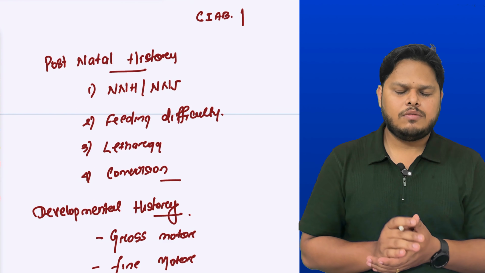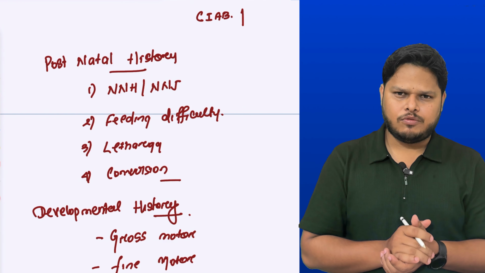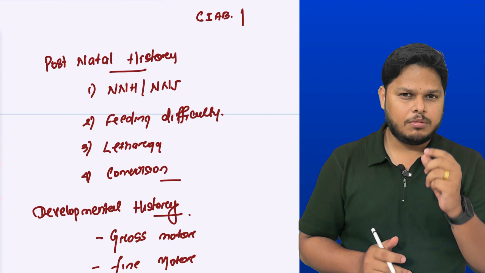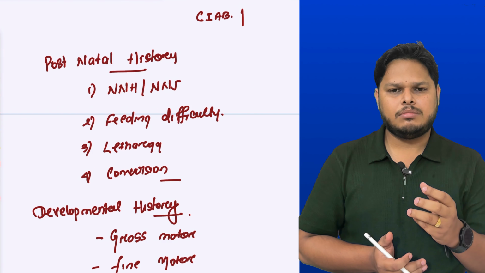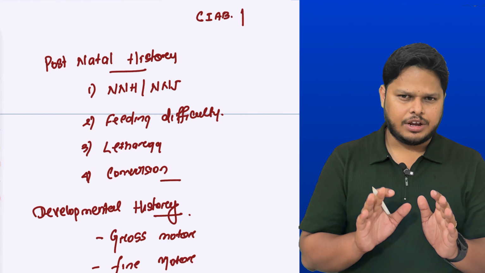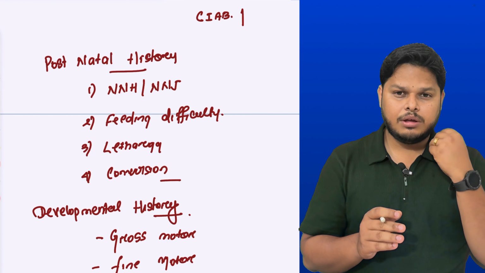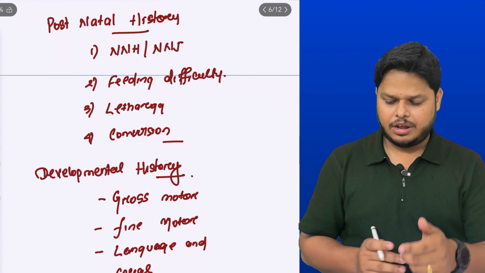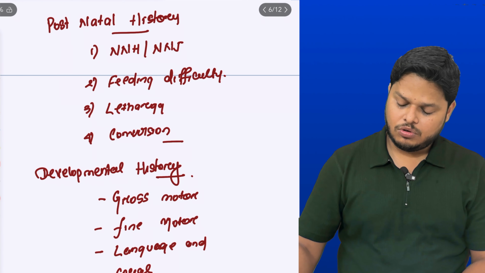Let's say neck holding by 3 to 4 months, it is a range, it is not a particular age, right? If the mother says that neck holding attained by 4 to 5 months, it's all right. If the mother says that neck holding by 1 year, it's not good, it's not all right, right? So gross motor, fine motor, language and social.